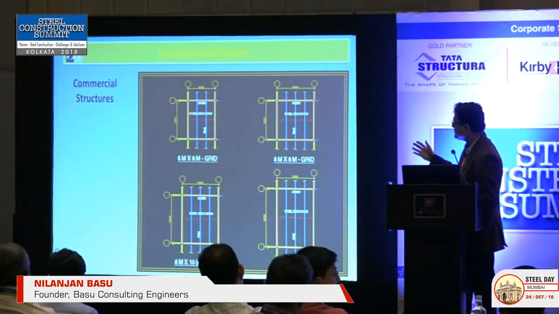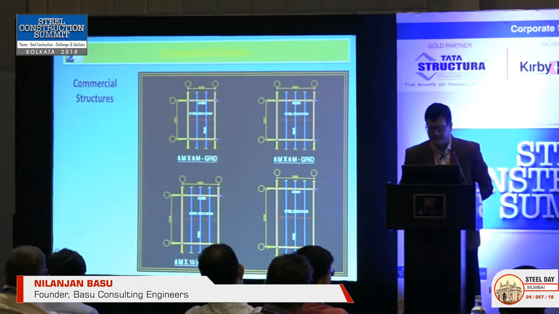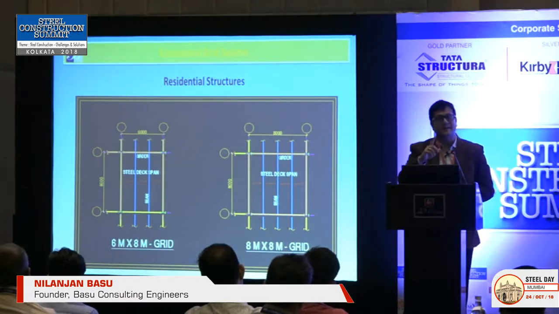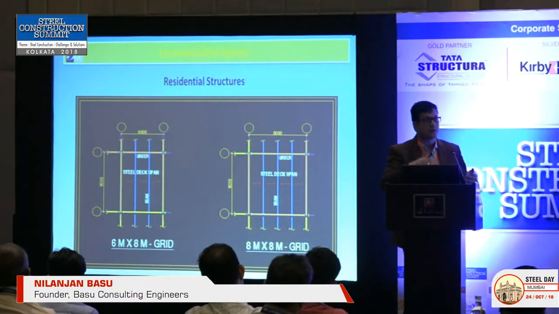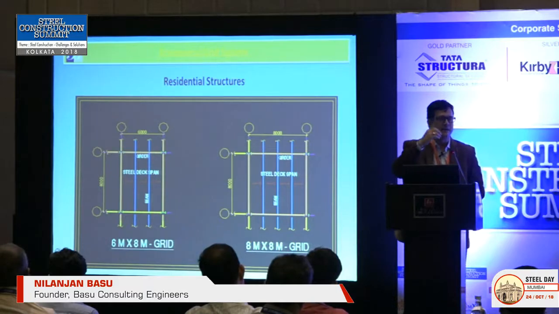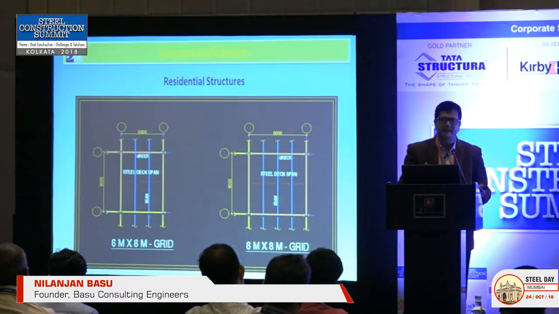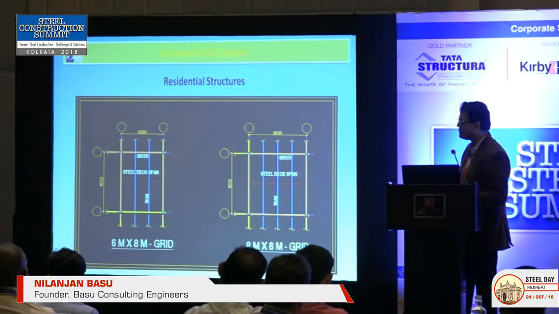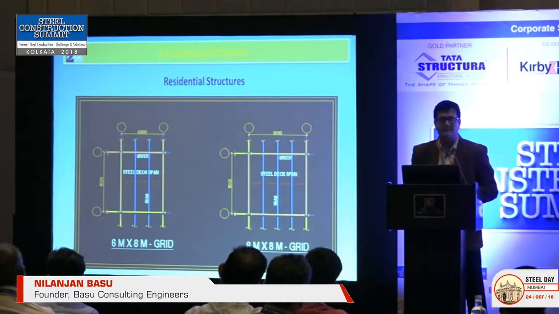Similarly, we can use the same grid system for 8 by 12 and 8 by 8 grid systems also. Now for residential buildings, we don't go beyond 6 by 8 or 8 by 8, because if you're going beyond that, you're increasing the building height. Because once your beam depth increases, your building height also increases. We don't want that. Because once your building height increases, you're again hampering the economy of the building. So a 6 by 8 and an 8 by 8 would be an economic span grid for any residential building.